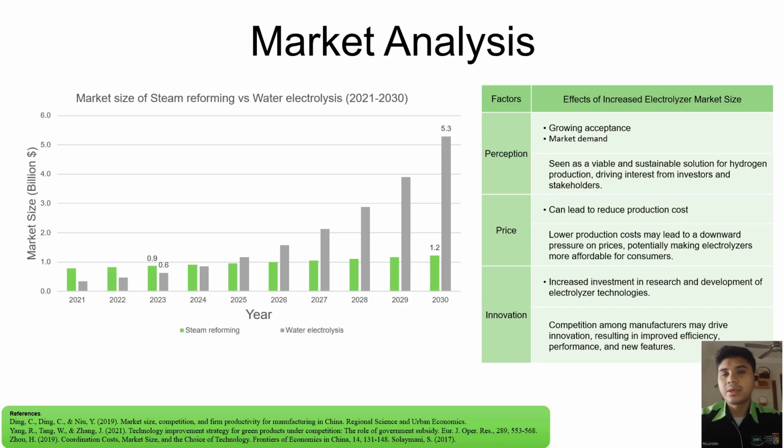Next, we move to market analysis. From the figure, we can see that water electrolysis has huge potential to grow compared to steam reforming. With the market currently held mostly by steam reforming, with a market size of 0.8 billion, it is expected to grow to 1.2 billion in 2030. On the other hand, hydrogen production using water electrolysis currently has a lower market than steam reforming, with a value of 0.6 billion, but it is expected to grow to 5.3 billion in 2030.